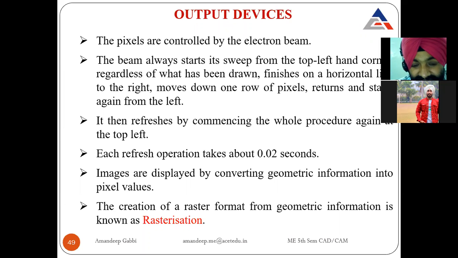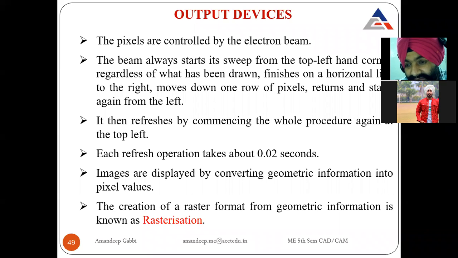Each refresh operation takes about 0.02 seconds. So the movement of the gun from the top left corner to the bottom takes 0.02 seconds, which is not observable. Images are displayed by converting geometric information into pixel values. If you are able to see me on your mobile phones or laptop, the image is being generated by that conversion of geometric information into pixel values. The creation of raster format from geometric information is known as rasterization.